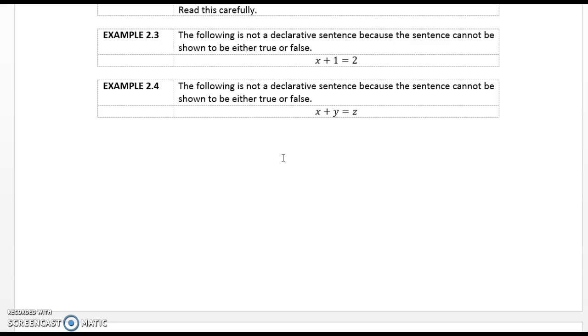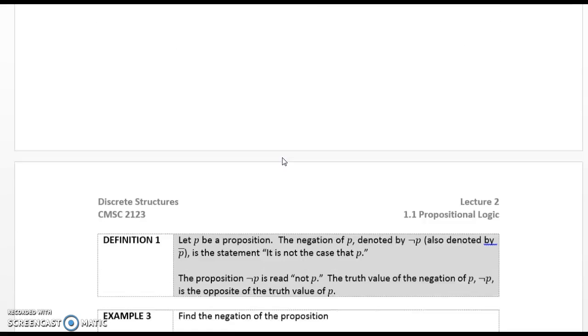X plus 1 is equal to 2. Example 2.4. The following is not a declarative sentence because the sentence cannot be shown to be either true or false. X plus y is equal to z.